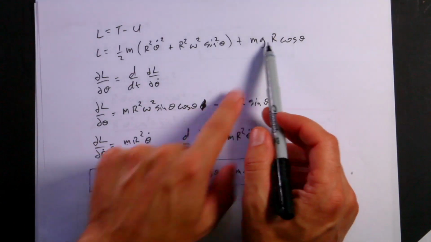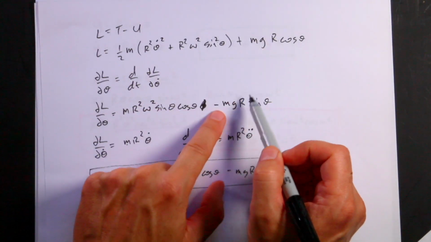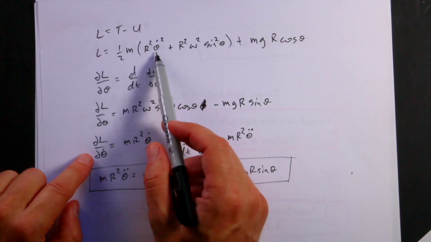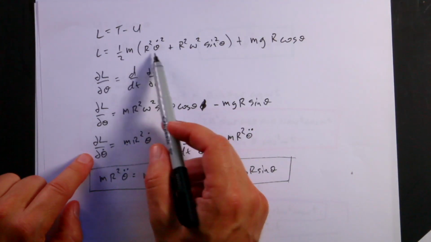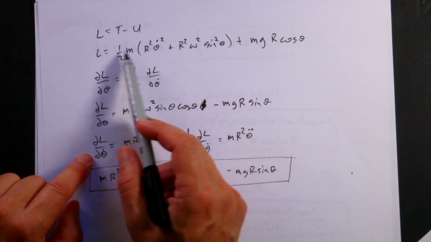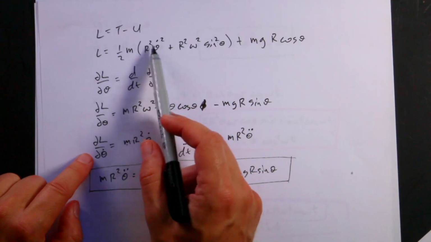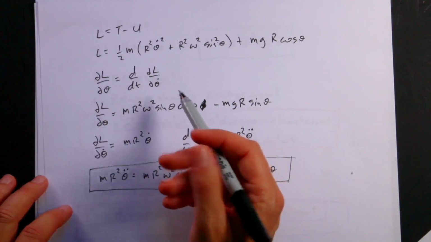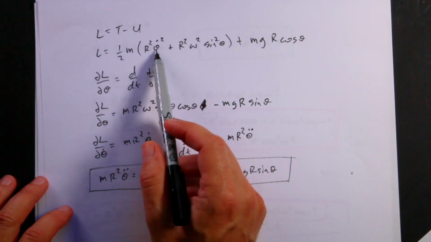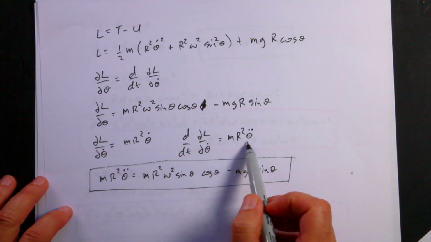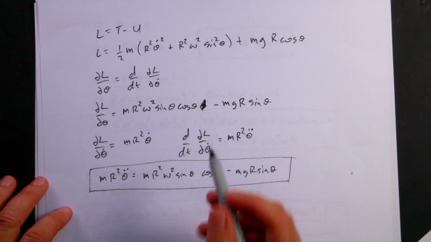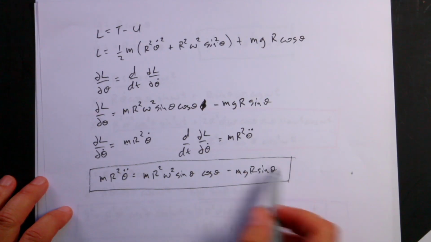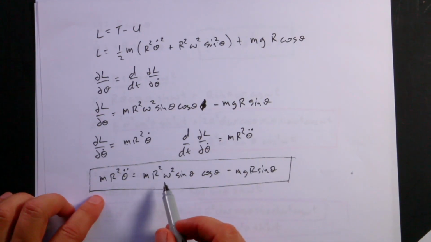And then over here, I have to take the partial of this with respect to theta, and I get negative mgr sine theta. For theta dot, there's only one term with theta dot in it. It's right there. So I bring down the power of 2, and I get 2/2 m r squared theta dot. Okay, and then I have to take the derivative of that with respect to time, and the only thing that changes with time is theta dot. So I get m r squared theta double dot. And I put these two together, and that's it. Okay, I have my differential equation of motion, right?